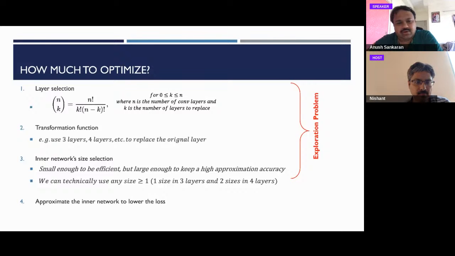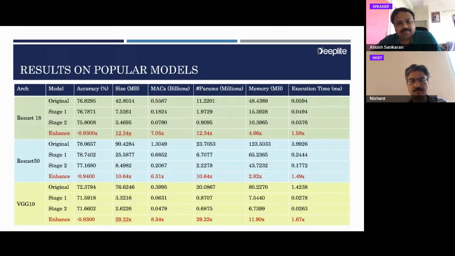I did not want to really go into the mathematics in this particular talk, because that itself is a talk separately. The idea of this talk is to give the bigger overview of model compression. But if anybody is interested, I'll share the paper, and we could have an offline discussion on top of it. Right, and these are the results that we have achieved on popular models.